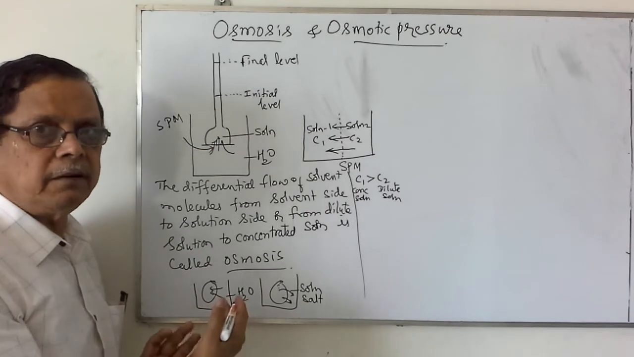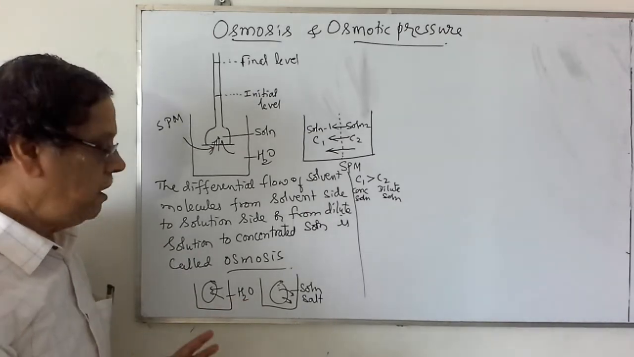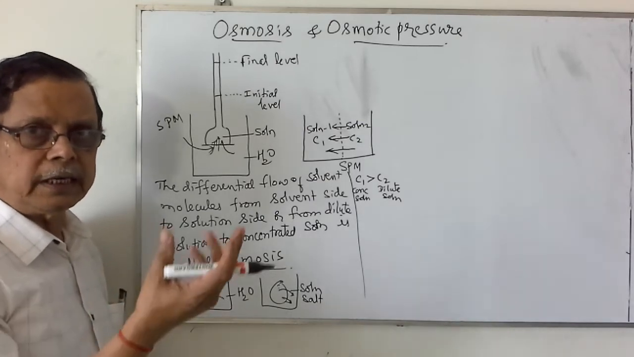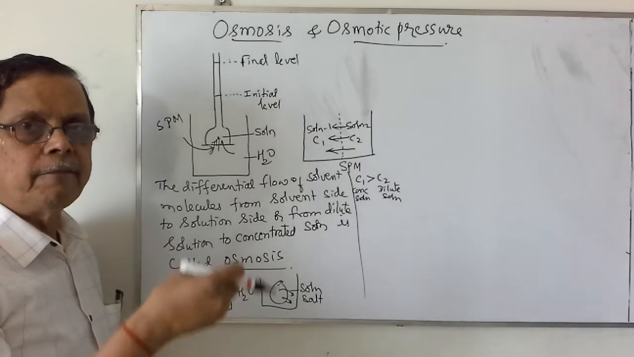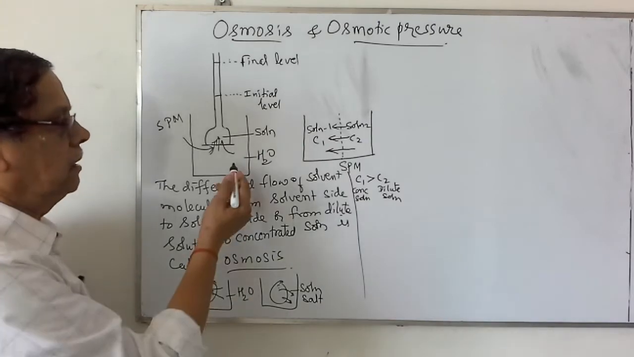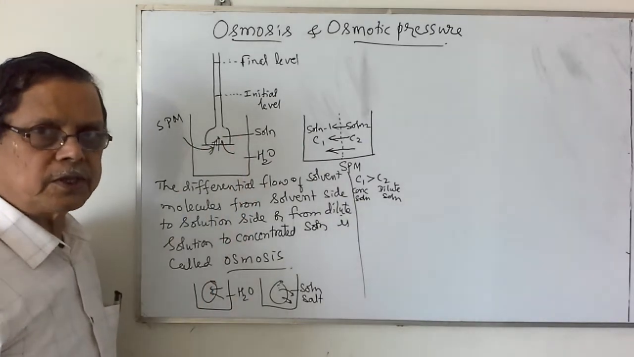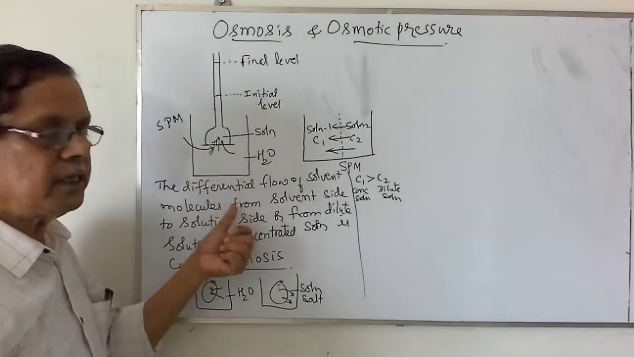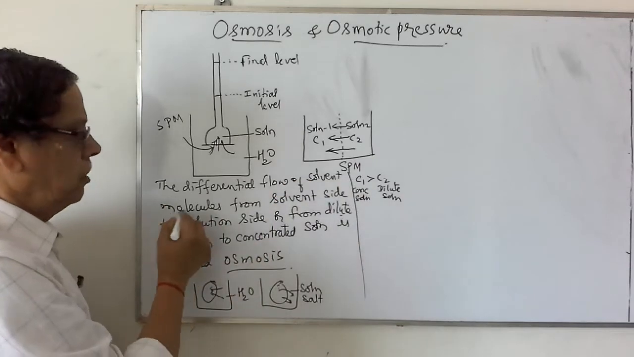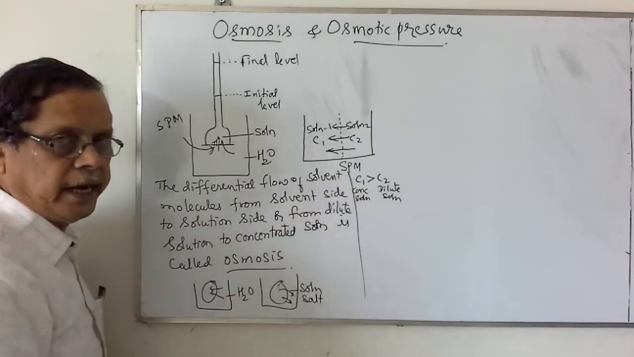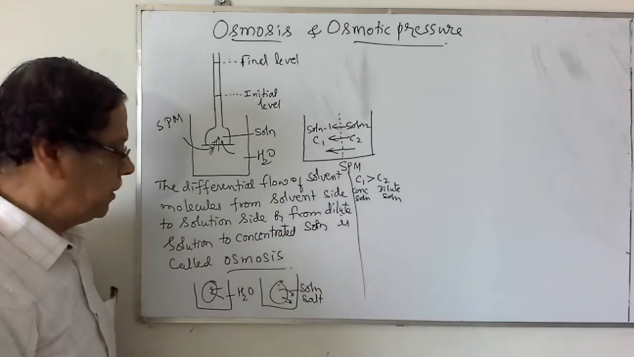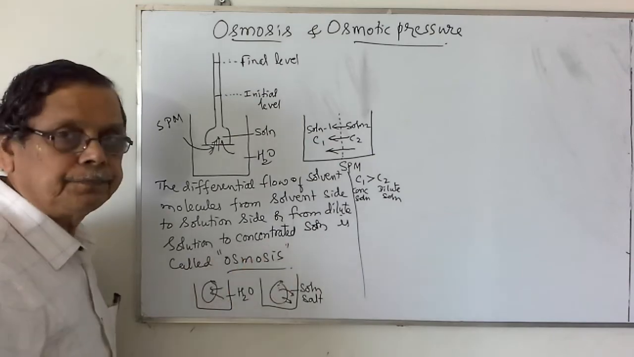The same experiment in biology, those who are taking biology, there you are studying by taking a potato. You are taking a potato in the form of a cup, then keeping solution inside that and water outside. We observe that the water moves from solvent to the solution side. So this is actually an osmosis experiment. Definition for osmosis: the differential flow of solvent molecules from solvent side to the solution side, or from dilute solution to the concentrated solution side, is called osmosis.